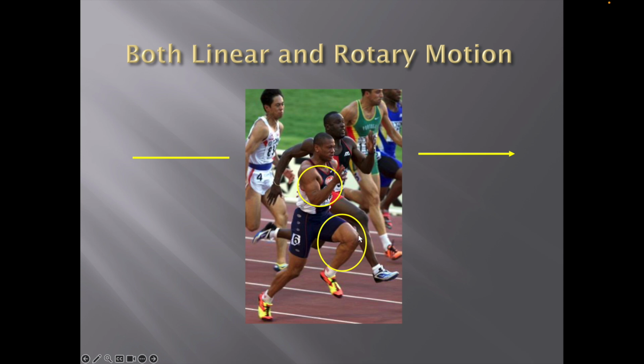However, as a person's sprinting, this knee is going to extend, okay, and then collapse. Extend, collapse, extend, collapse. Likewise, same thing happens at the elbow. Elbow extends, collapses, extends, collapses. So there's rotary motion occurring at the elbows and the knees during sprint, but the athlete's also running in a straight line as well. So again, while activities can be generally categorized as linear motion or rotary motion, oftentimes the activities emphasize one or the other.